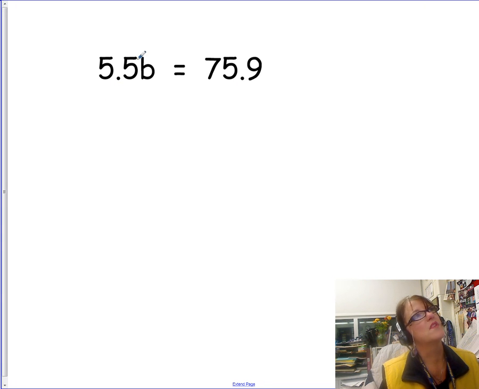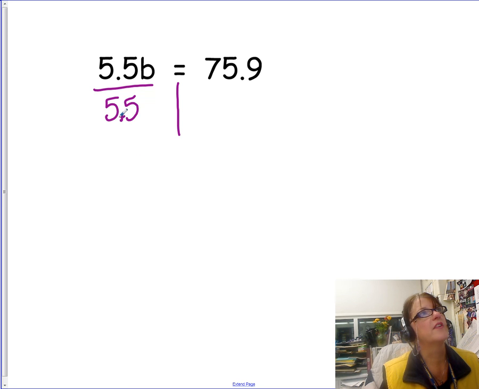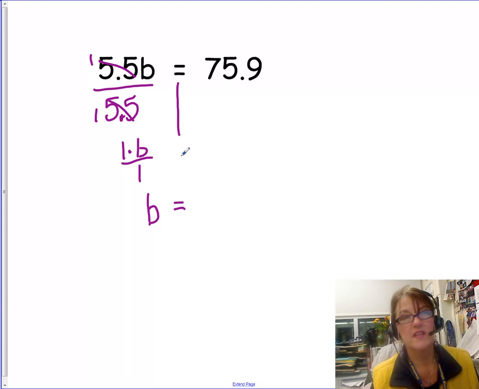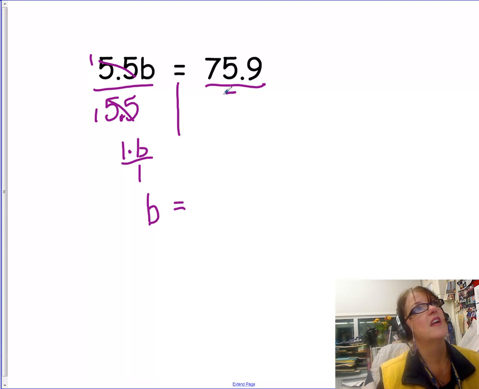5.5. Oh, what's going on here? Multiplying. So in order to undo multiplying, I'm going to divide by 5 and 5/10. Now, why am I going to divide? Here's why. Any number divided by itself is 1. So 5.5 divided by 5.5 is 1, and 1 times b over 1 is just b. Woohoo! That's exactly what I want to do. But to be fair, I have to do the same thing over here.